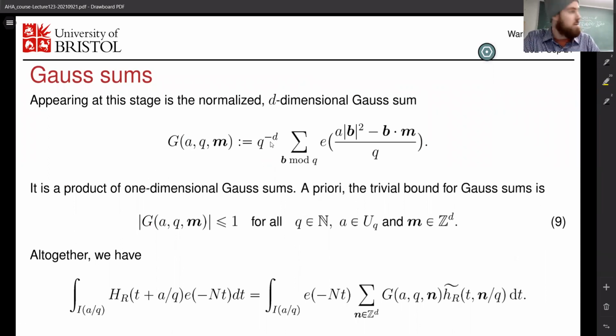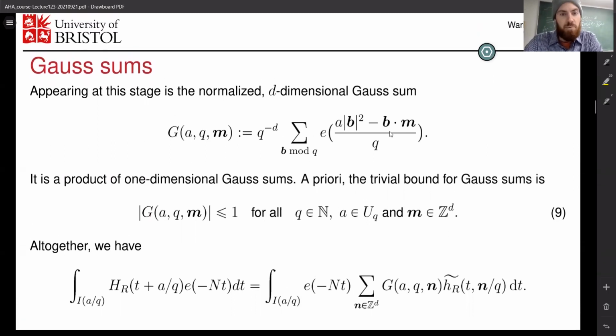One important fact that we'll use later to simplify a bit of our analysis is that each of these d-dimensional Gauss sums is actually just a tensor product of one-dimensional Gauss sums. You see that because this absolute value squared is just a sum of b_i squared, this is a minus a sum of b_i times m_i, and the sum in the exponential turns into a product over the i's. So any bound that I can prove for the one-dimensional Gauss sum automatically bootstraps to a d-dimensional version. Now we've just seen here a very trivial bound of 1.